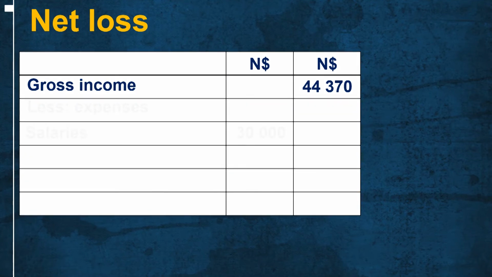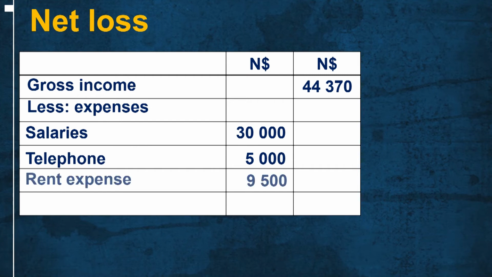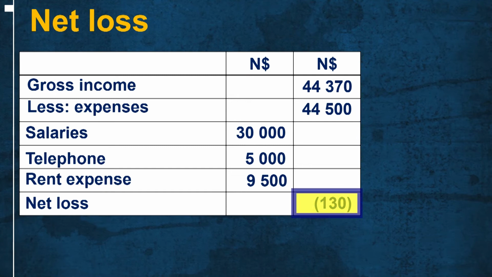To calculate net loss, we are going to take gross income of 44,370 Namibian dollars, less salaries of 30,000 Namibian dollars, less telephone of 5,000 Namibian dollars, less rent expense of 9,500 Namibian dollars. Therefore, the net loss is 130 Namibian dollars. The answer for net loss should always be shown in brackets.